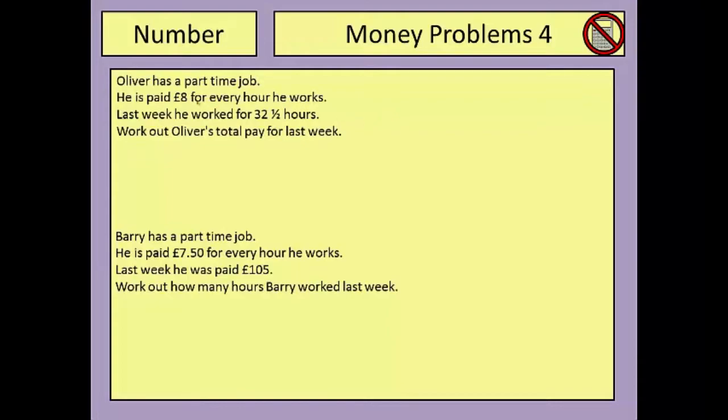Okay, let's have a look at this one. Oliver has a part-time job. He's paid £8 for every hour he works. Last week he worked for 32.5 hours. So I'm going to need to do the sum £8 times 32.5 because he worked for that extra half an hour as well.